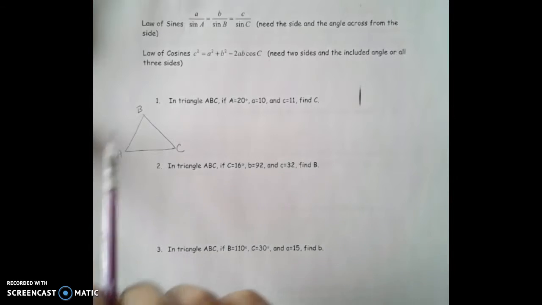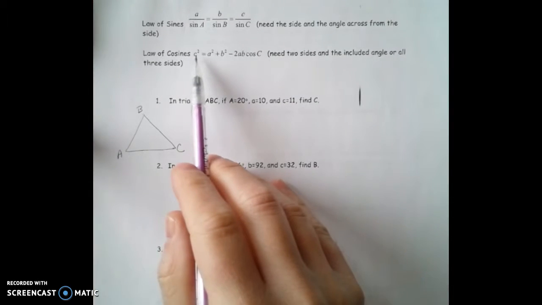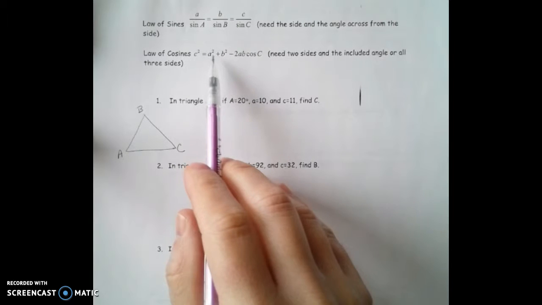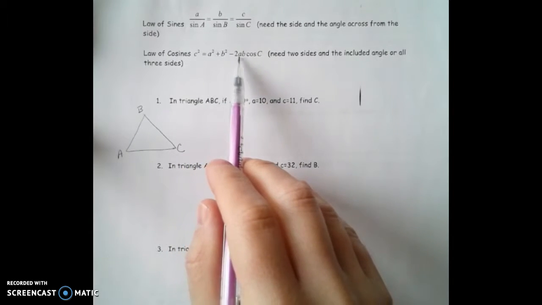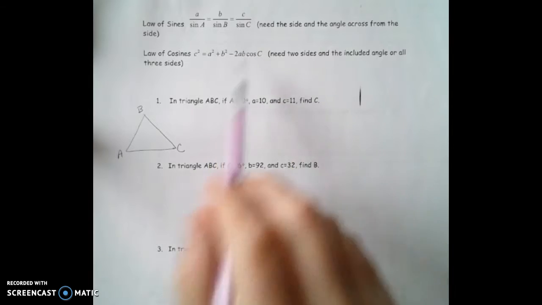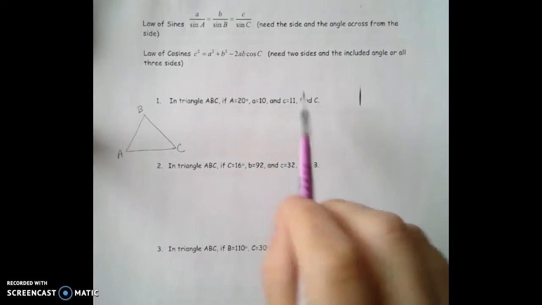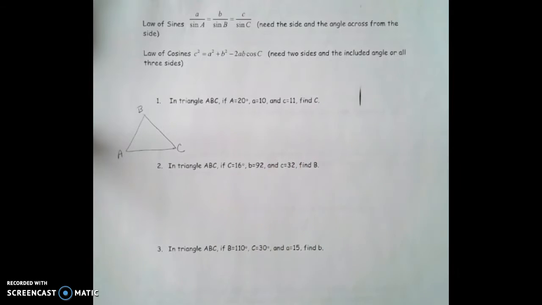For the law of cosines, this says that side C squared is equal to side A squared plus side B squared minus 2 times side A times side B times the cosine of angle C. And basically what you need here are two sides and the included angle, or you need all three sides in order to use that one. Okay, so let's take a look at our first example.